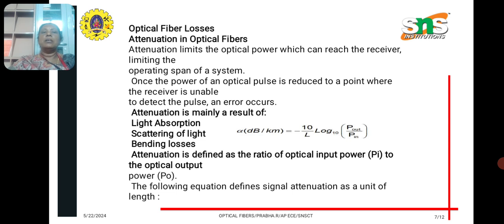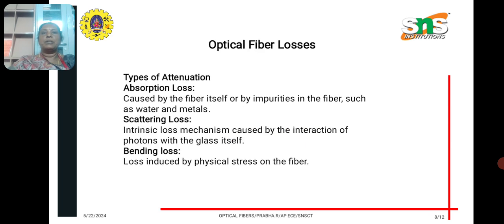log 10 P out by P in. Here L is the length of the fiber, and attenuation is measured in decibels per kilometer. And here P in is the optical input power, and P out is the optical output power.